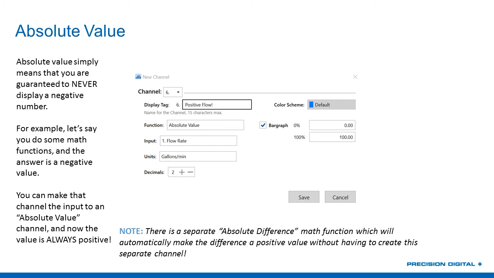Let's see. I have a couple questions coming in. I'm going to get to them in a little bit, just because I have a couple really interesting things coming up here. So that's about it for the math function.